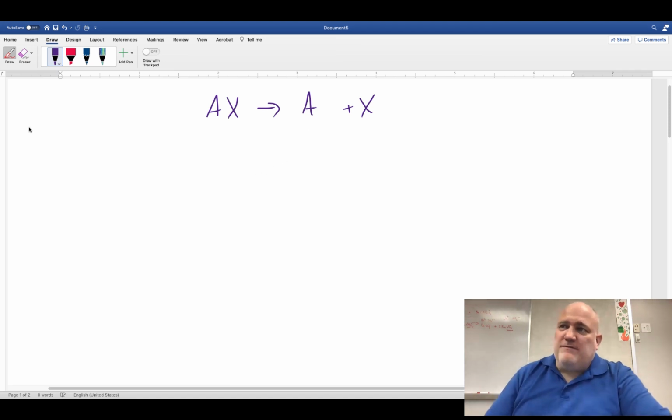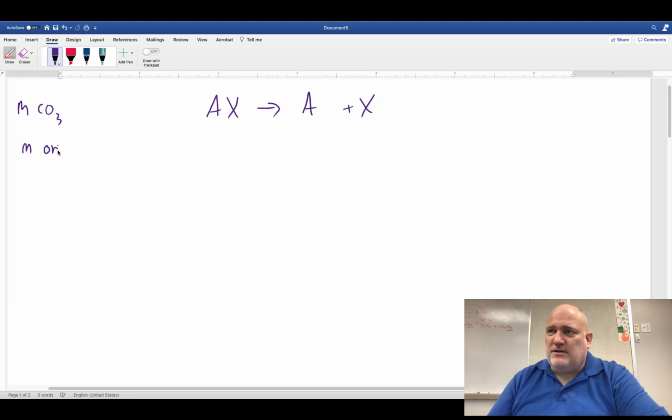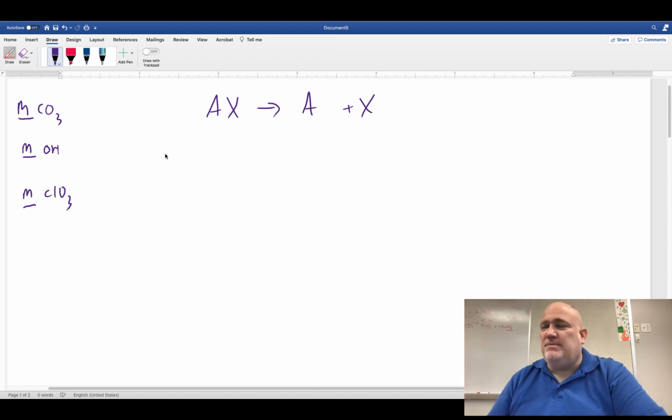However, when we have three things, when we have a metal with a carbonate, or a metal with a hydroxide, or a metal with a chlorate, the way things break apart is a little bit different. Now, this M stands for any metal. So these formulas may look a little different depending on what the charges are, but any of those three break apart differently. So let's start with the metal carbonate right here.